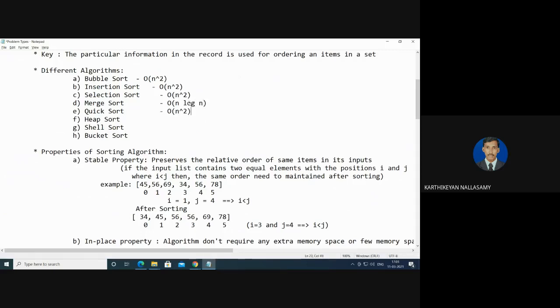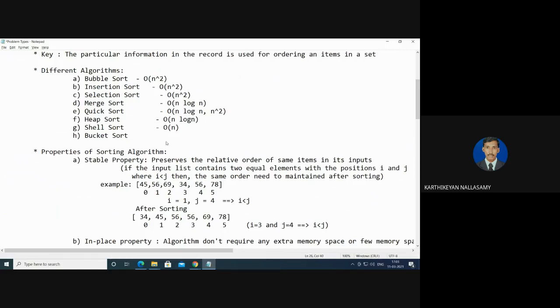Here it is n log n for the average case. For quick sort, n log n for the average case if the input numbers are not in ascending or descending order. If it is in ascending or descending order, in the worst case it takes n squared complexity. For heap sort, it takes big O of n log n. And for shell sort, it depends on the gap; there are different complexities there. Big O of n is also possible, n log n is also possible.